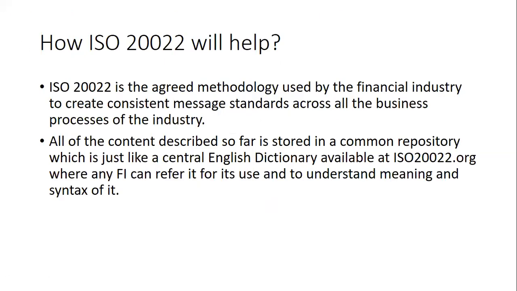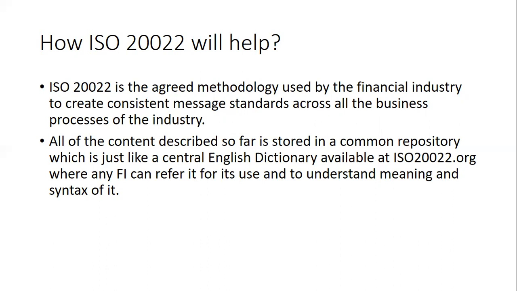Now, the next thing we need to understand is how ISO 20022 will help. ISO 20022 is the agreed methodology. I emphasize this because it is agreed and used by the financial industry to create consistent message standards across all the business processes of the industry. This term business processes of the industry means it can be trade, exchange, or some other aspect of banking and credit unions, anything. They needed to standardize the way to communicate between these financial industries, and that's why it is an agreed methodology used by the financial industry.